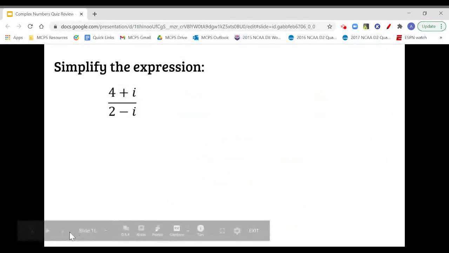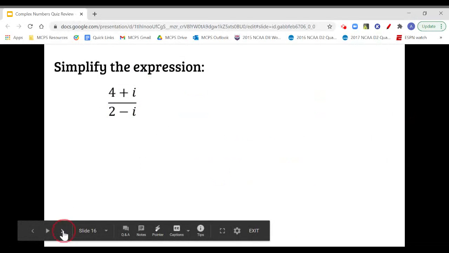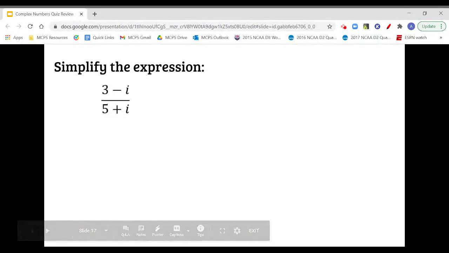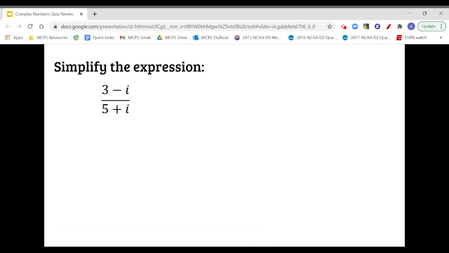Okay, so we have one more example before this video is over. This is the very last slide, and I want you guys, once again, to try this. Remember that the way you approach a division is you multiply both the numerator and the denominator by the complex conjugate of the denominator. So go ahead and pause this video, try to solve that on your own, and then come back for the solution.